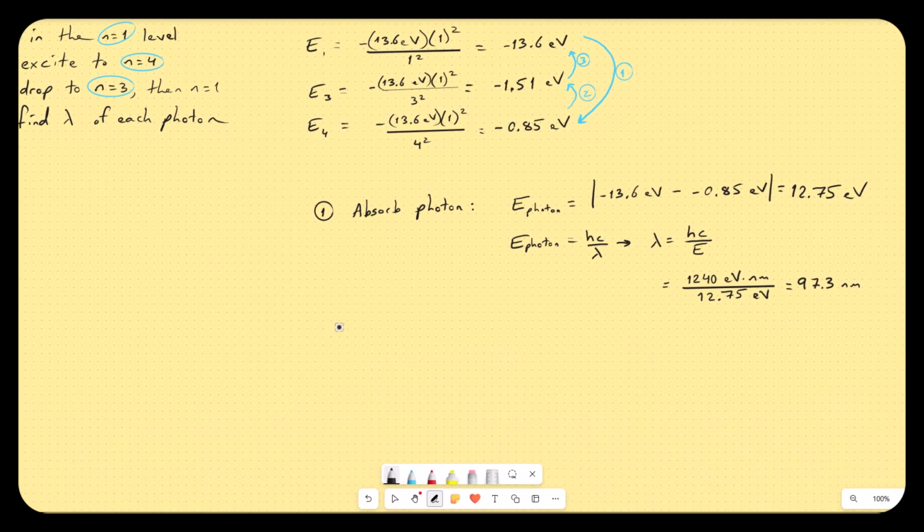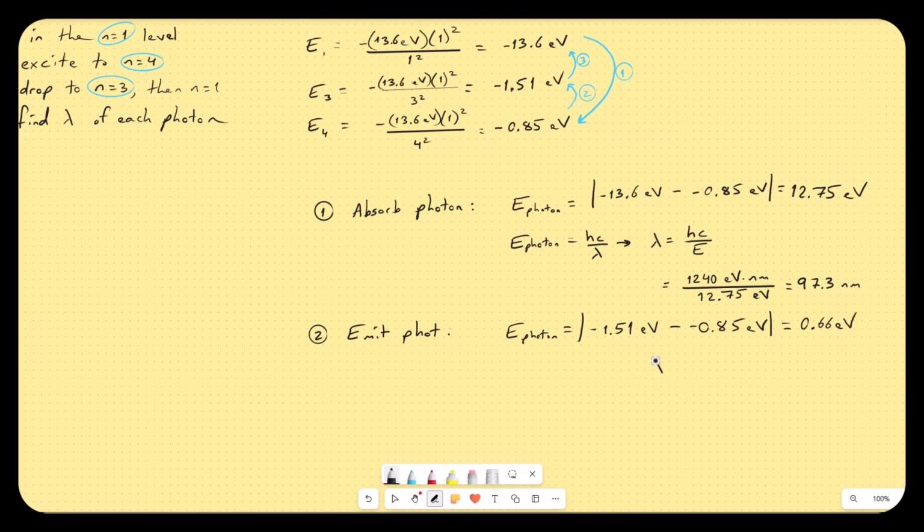Now I'm going to look at the emission of a photon. So I'm going to have to emit a photon. My energy of the photon is going to go from 4 to 3. So I'm going to have a negative 1.51 eV minus a negative 0.85 eV. By sticking these things in absolute value, I don't have to worry about the order of them at all, and I get 0.66 eV.